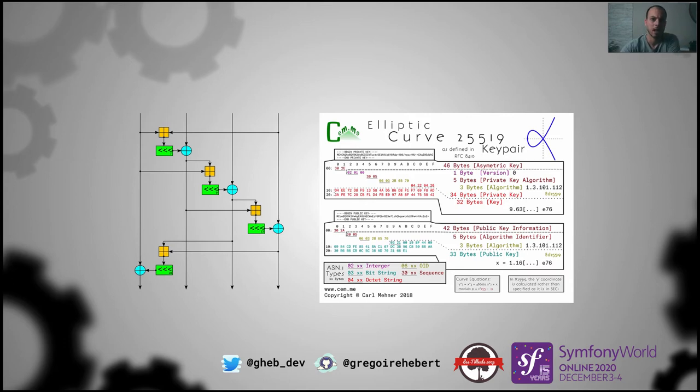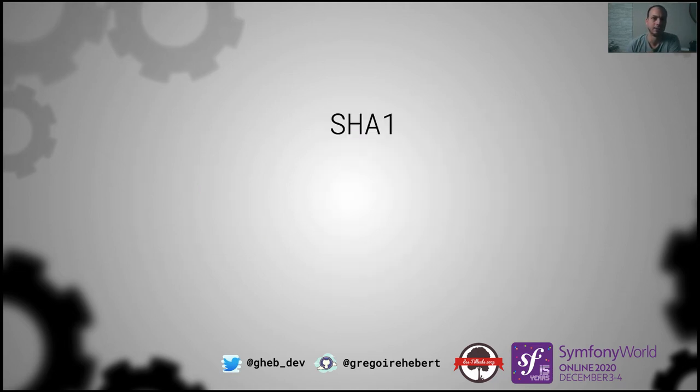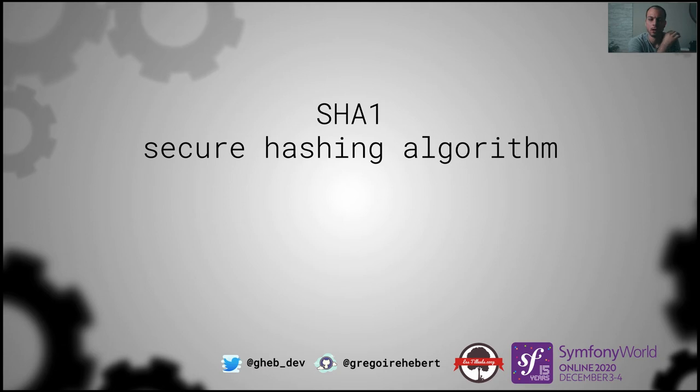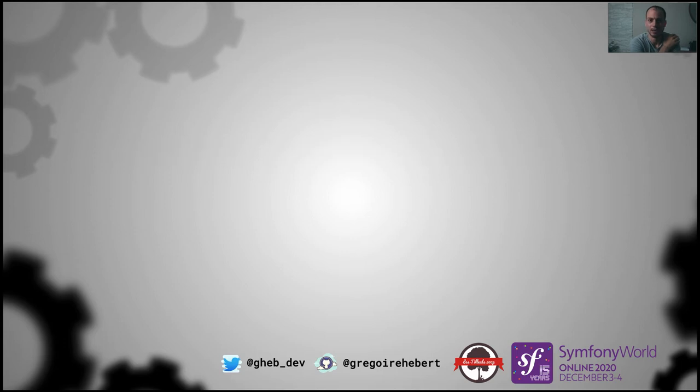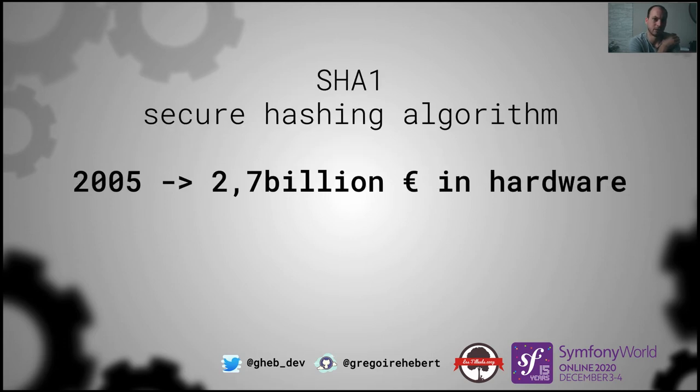To hash a string, everyone knows SHA-1. This is for Secure Hashing Algorithm, which is funny because it's not so secure anymore. Researchers started to show some flaws in the algorithm around 2005, but nothing to worry about because it was really expensive. I mean, with the technology of the time, it was the equivalent of 2.7 billion euros to inject. So really, it was like a theoretical attack. Still, it was feasible.